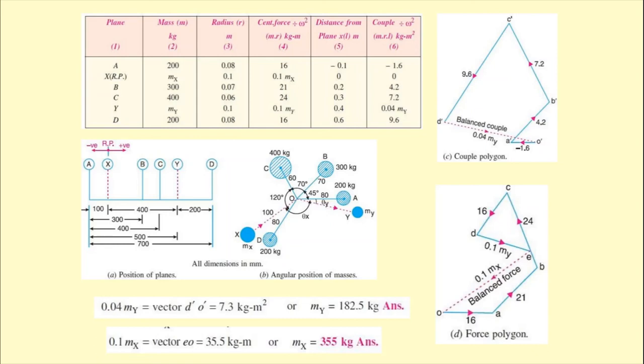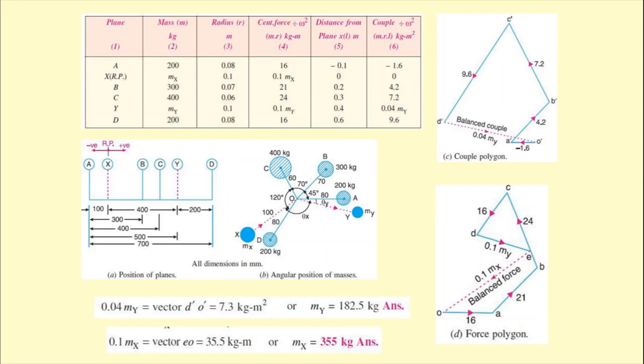Remember, in this type of problem, in the sixth column, which is the column of the couple polygon or couple vector, whatever you call it, only one unknown value is found, whereas in the fourth column, that is the force polygon or force vector column, we are going to get two unknown values. With two unknown values for one simultaneous equation, it is not easy to find the two unknowns, but only one unknown we can find.